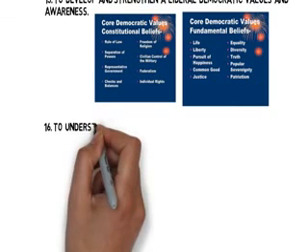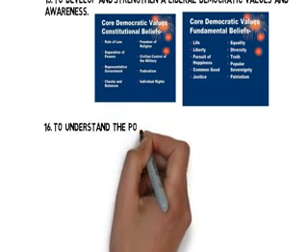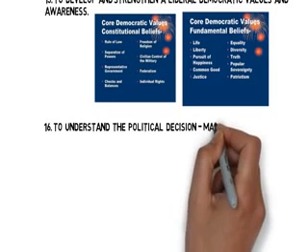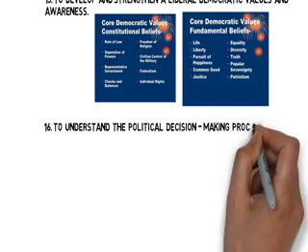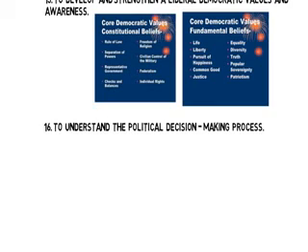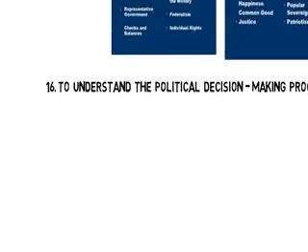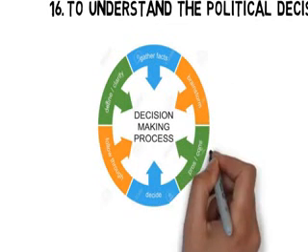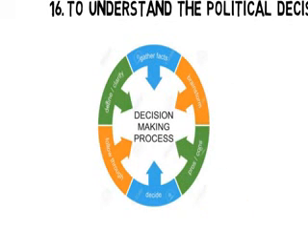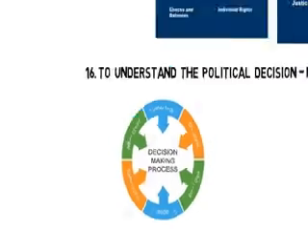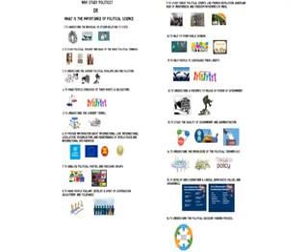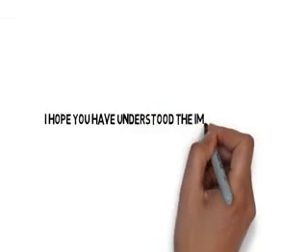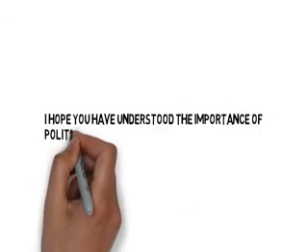And at last, political science also helps us to understand the political decision making process. The political decision making process is one of the most important aspects of any state and society. Therefore, the various institutions which have contributed to building this nation and society play a very important role as far as the decision making process is concerned. I hope you have understood the importance of political science.